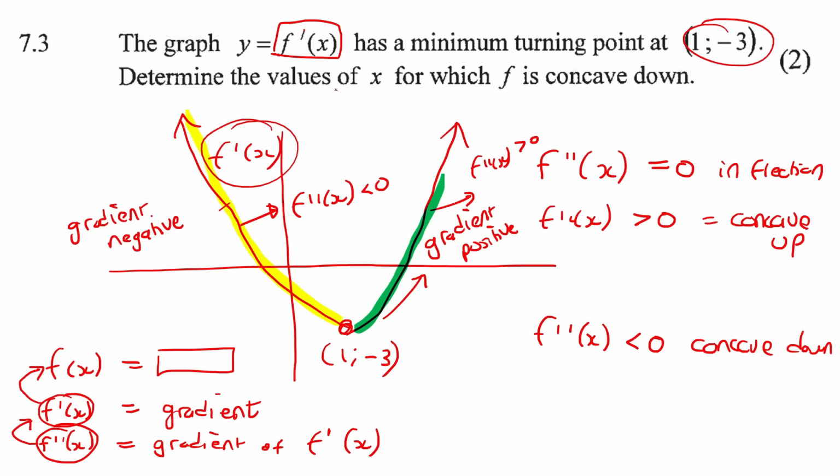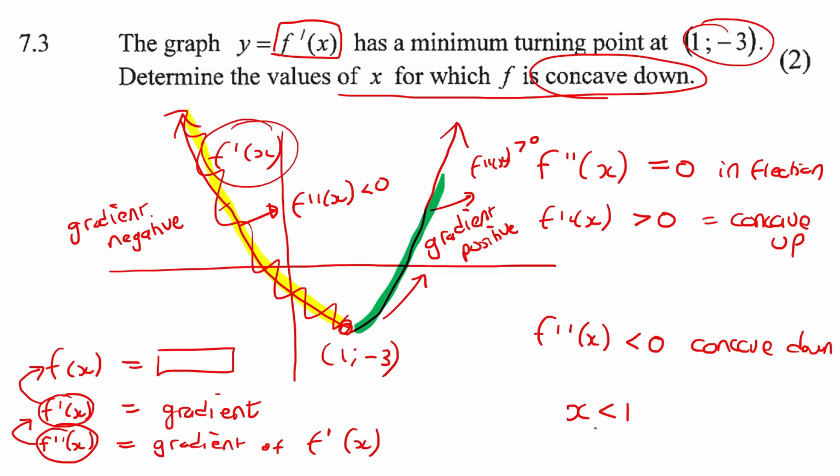So they said, where is the graph concave down? And we said concave down is where the second derivative is negative. And so that's going to be all of this. And so it's going to be where x is smaller than 1. If you want to use interval notation, you could say x is an element from negative infinity up to 1.